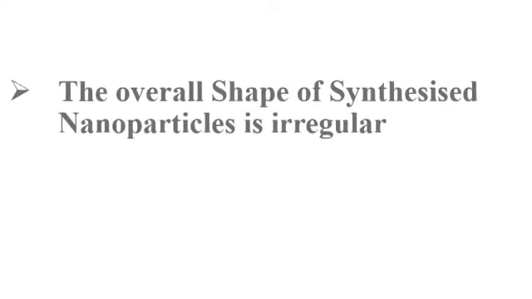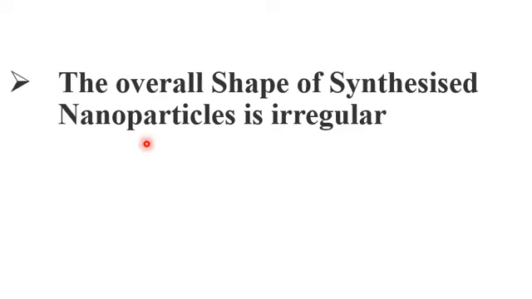The first disadvantage of the ball milling process is that the overall shape of the synthesized nanoparticles in the ball milling process is irregular. This is a key drawback of the ball milling process. You cannot get nanoparticles of the same shape using a ball milling process.